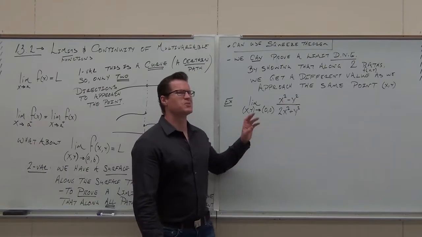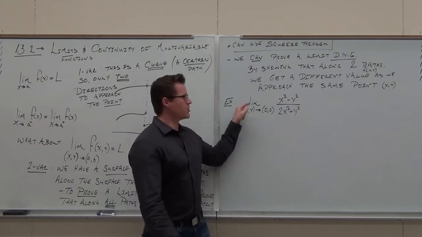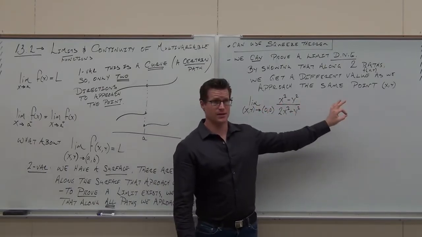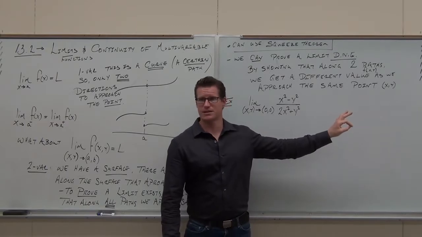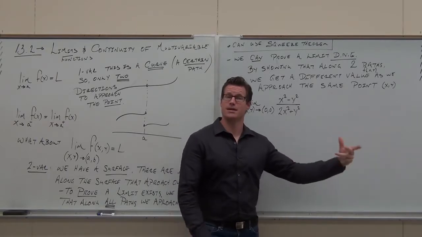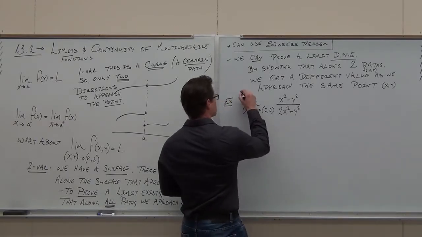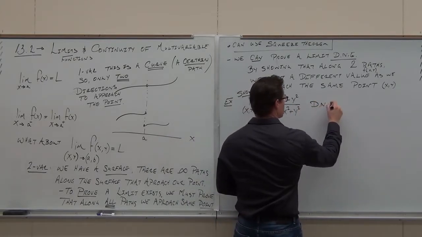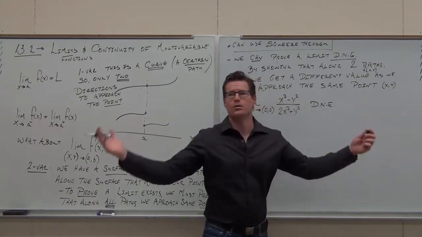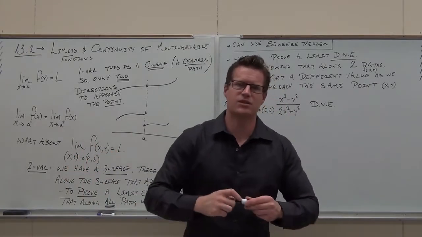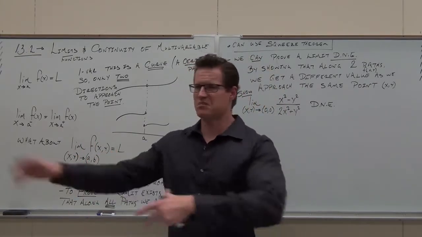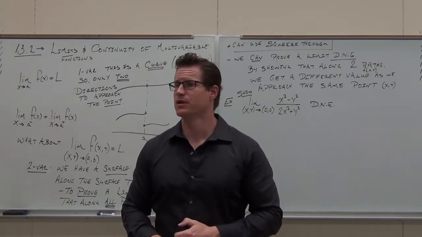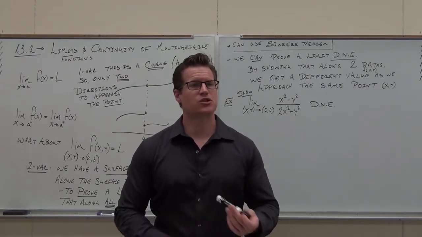What I'm going to ask you specifically for is show that this limit does not exist. Not try to prove that it does exist, because it's not going to, but show that it doesn't exist. How? How many paths do we need to prove a limit exists? Infinite. How many paths do we need to prove a limit doesn't exist? 2. So let's pick 2 paths.